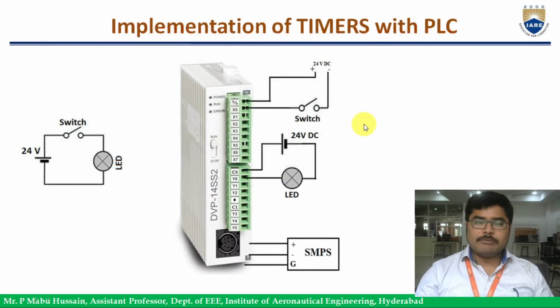Suppose you take the same example. Now when you close the switch, the bulb has to glow instantly. During the on period, there should not be any delay. Now whenever you open the switch, your bulb should not turn off instantly. There should be some delay during the off period. Okay, that is the off delay timer.